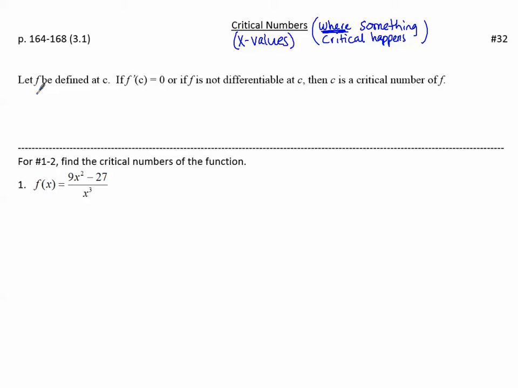Let a function f be defined at c. If f prime of c equals 0, or if f is not differentiable at c, then c is a critical number of f. Again, notice f prime of c. This is in place of x. C is an x value. Critical numbers are x values, locations of where something critical is happening.